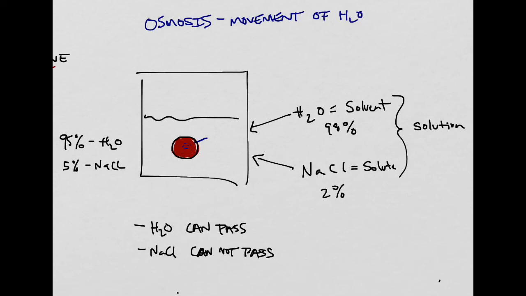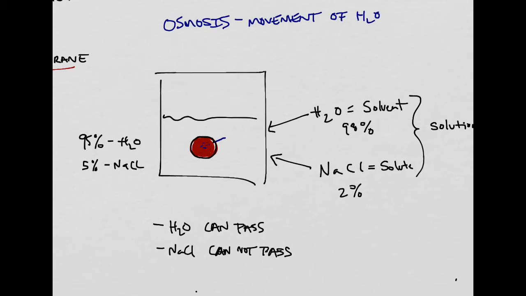So our cell is going to keep expanding until the concentration of water and salt inside the cell are equal to the concentration of water and salt outside the cell. So what's going to happen is this is going to have to go up, and as a result, this will go down, and the cell in total will expand. So think carefully about this.